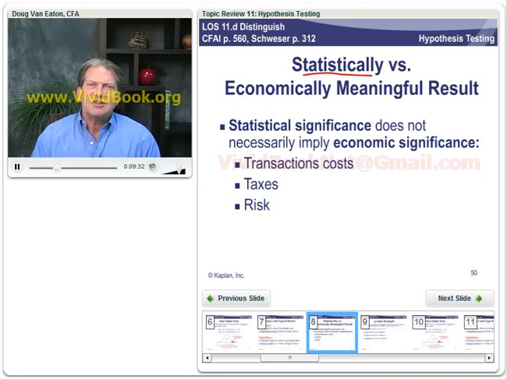Well, that could be a statistically meaningful result, but when you start talking about the transactions costs involved in trying to exploit such a portfolio strategy, or the taxes involved, or the risk, in the sense that just because I have a statistically significant positive abnormal return, that doesn't mean I'm going to get that in every period. It may be positive in some periods and negative in other periods, and so there's risk to the strategy of exploiting it too. So it may not be an economically meaningful result, even though it's a statistically meaningful result.